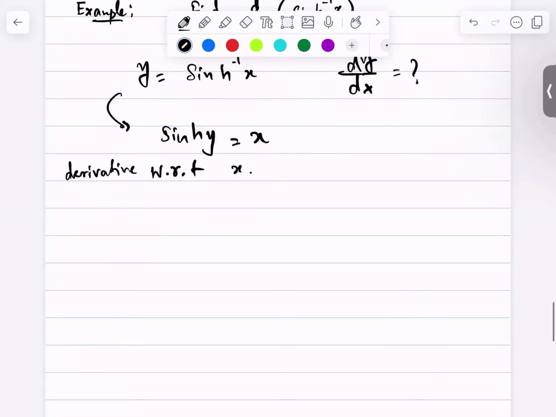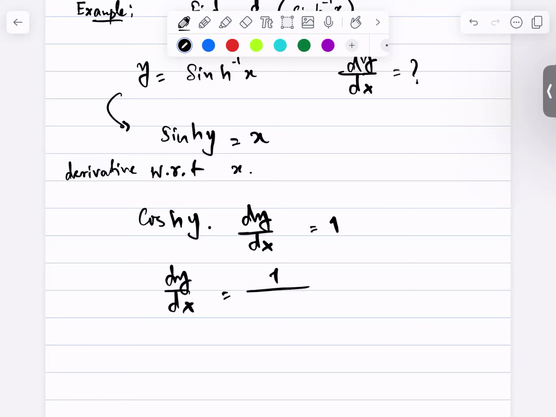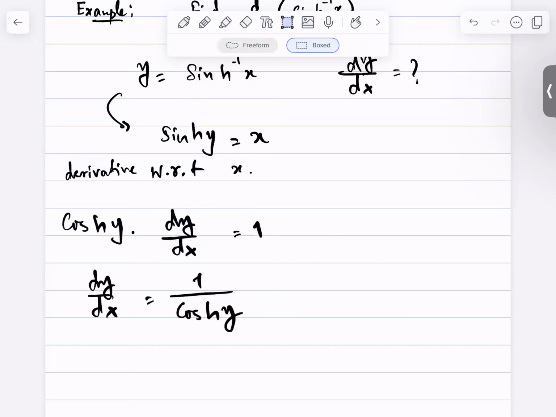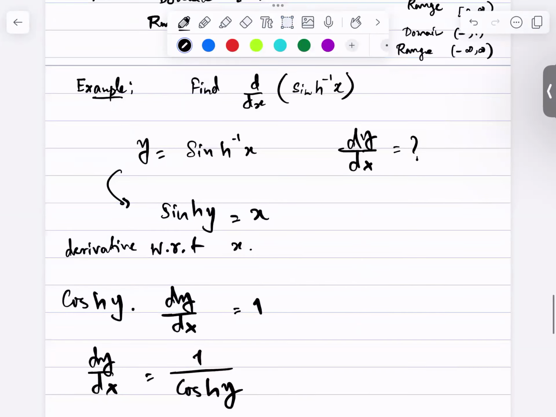Then I'll have cosine hyperbolic y and then dy over dx by chain rule. On the right hand side, I have just 1. Okay, cool. So therefore, dy/dx is 1 over cosine hyperbolic y. But at the same time, I know that my question was in terms of x.